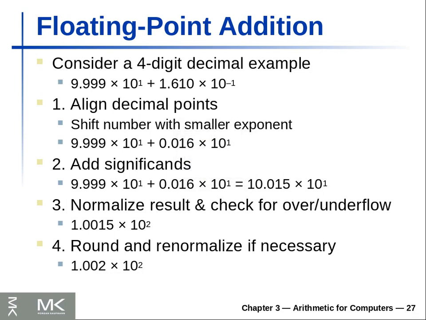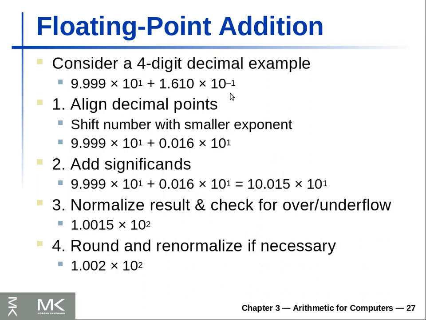Alright, next comes how do we actually do addition. Well, let's talk about how we would do addition normally. So if you have 9.999 times 10 to the first plus 1.61 times 10 to the negative 1, we want to be able to add the two. Well, first off, you can't just simply add these two numbers yet, because this one does not have the same power that it's raised to as the first one.